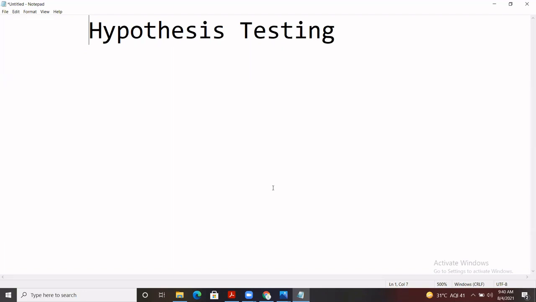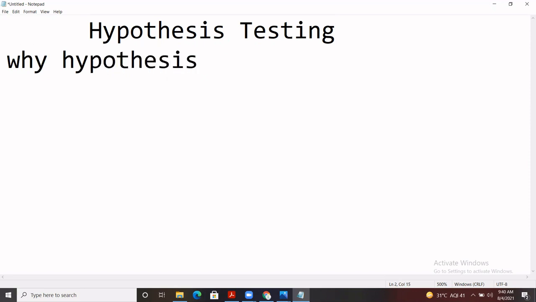I just want to convey one important thing here, which is why we require hypothesis testing. We are not going to start with what exactly hypothesis testing is, but my motive is to let you know why we need this, why hypothesis testing comes into the picture. So let's start with this part.